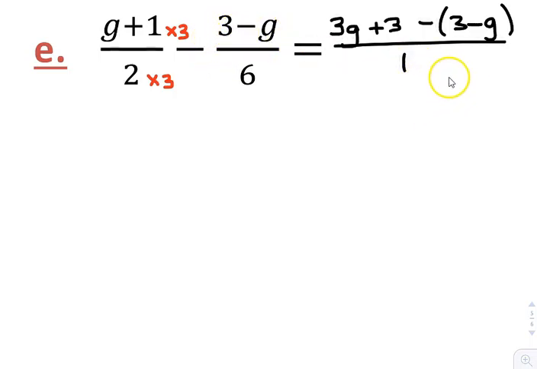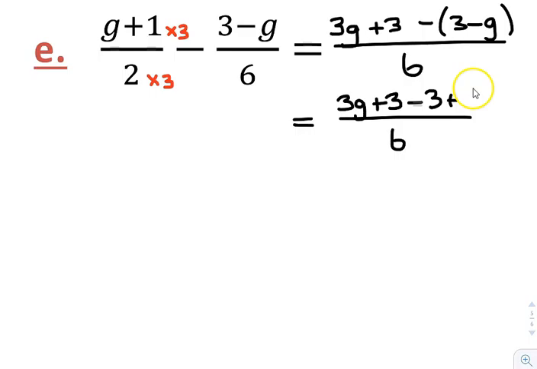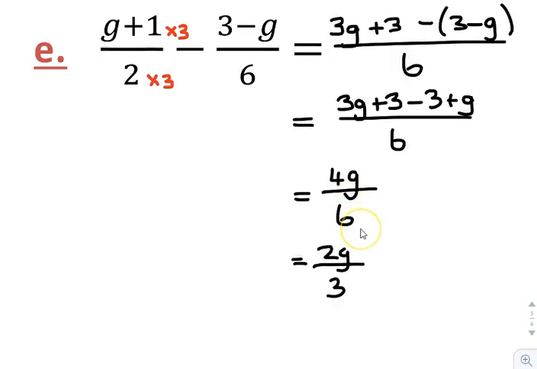and divide by 6. Now notice that I've put the 3 minus g in a bracket. That's because this minus affects both the 3 and the negative g. So minus and negative is going to be plus. So my next step, when I simplify this, I'm going to have 3g plus 3 minus 3 plus g. This bracket here is really important and you should always include it. My 3 minus 3 cancel out, and I'm just going to be left with the 4g on 6. That's an unsimplified fraction, so 2 goes into 4 and it goes into 6 evenly. So if I divide by 2, I'll get 2g.